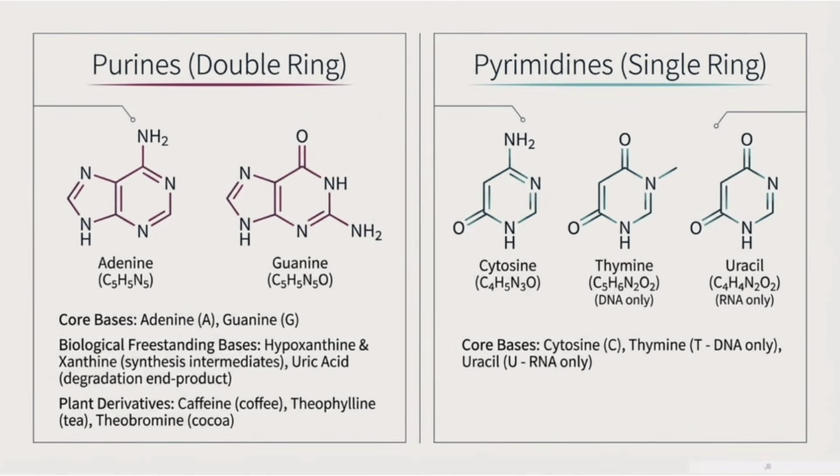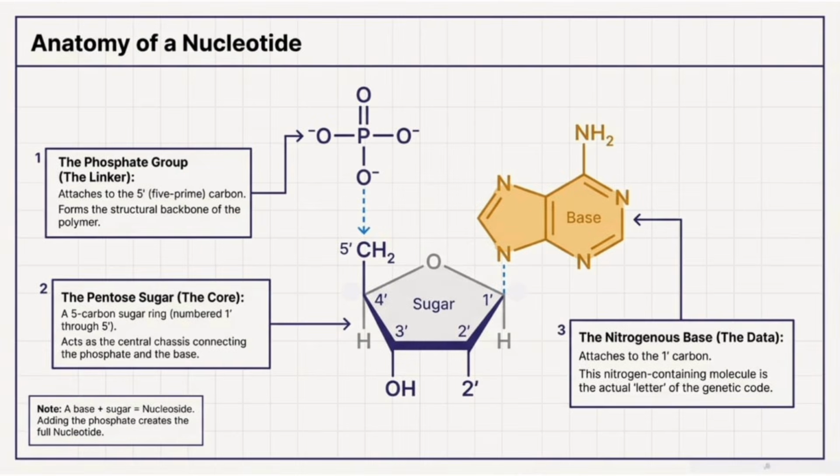We have adenine, there's guanine, cytosine, thymine, and uracil. There are also biological freestanding bases such as hypoxanthine, uric acid, and there are also derivatives from plants, like caffeine, theophylline, and also theobromine from cocoa. So these are all the different structures of the purines and the pyrimidines.